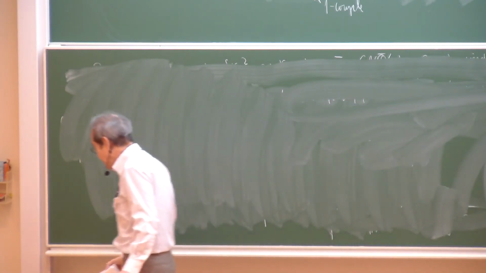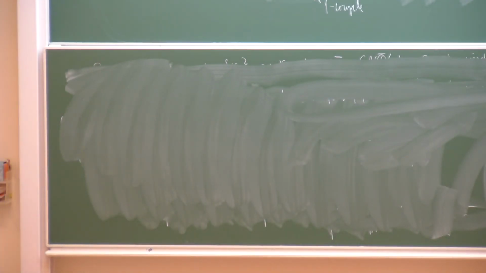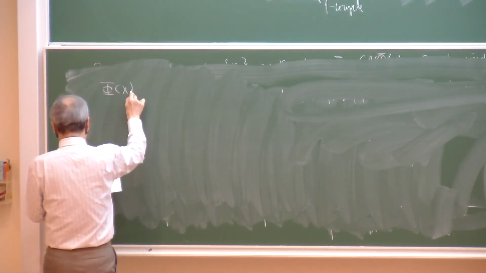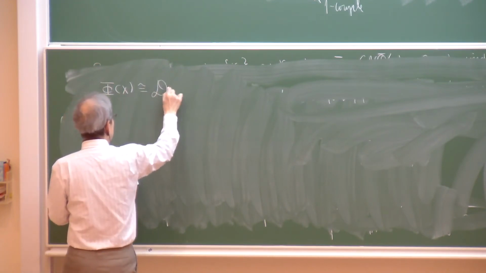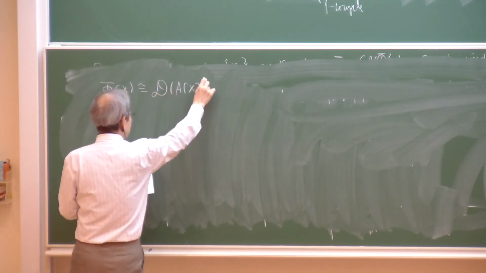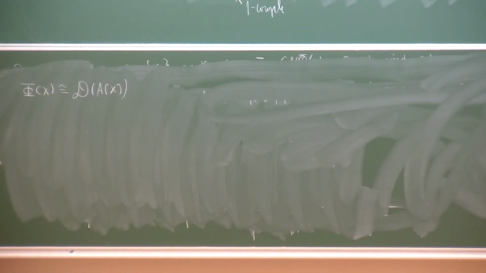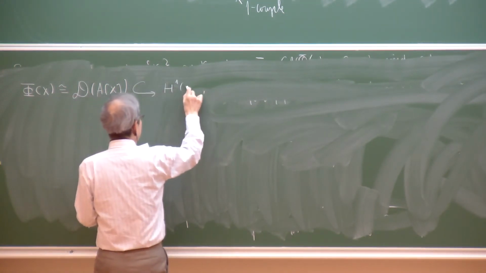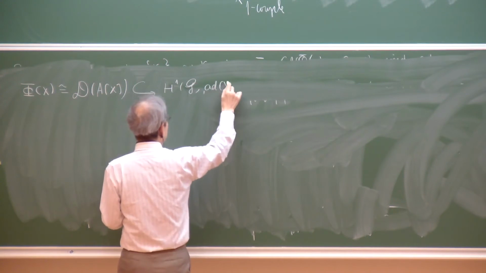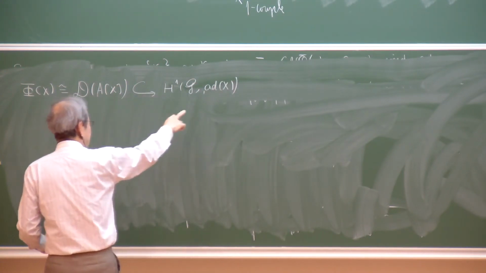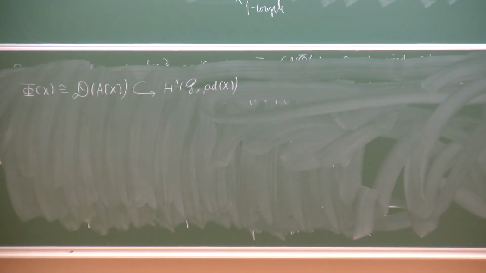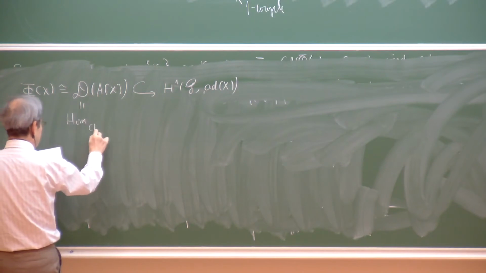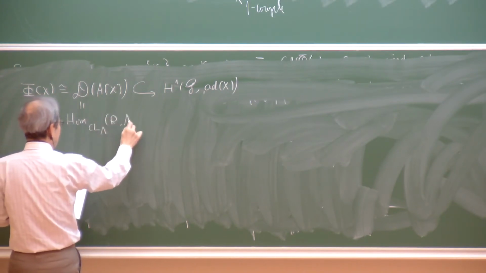As I said, by our choice of representative, this phi x is isomorphic to D A x, just as I explained already. So somehow this is into H1 of G with adjoint x. This is a set, this is a module. By universality, this is Hom of CL lambda R, A x.